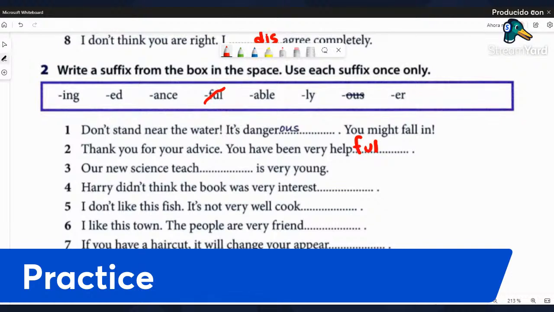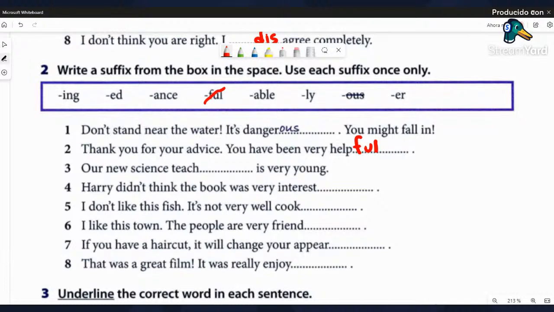All right, we are in the practice time. Number 4, it says Harry didn't think the book was very interesting. Okay, so which of the suffixes do you think fits better? Number 6, I like this town. The people are very friendly. And which suffix do you think fits better? Number 7, it says if you have a haircut, it will change your appear... what? Number 8, that was a great film. It was really... what else?